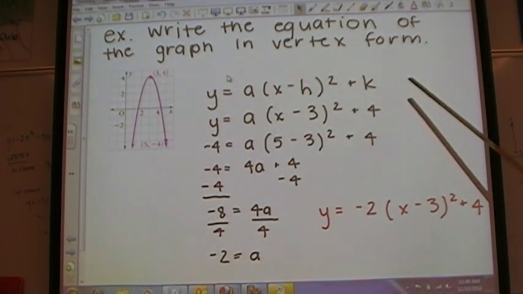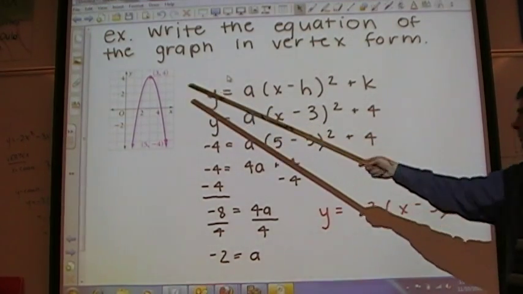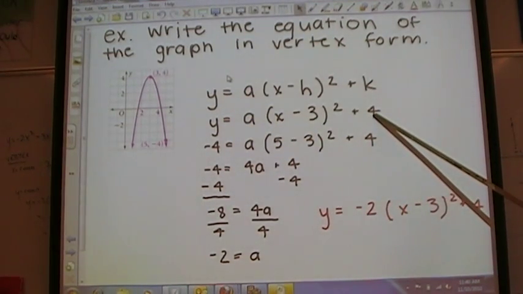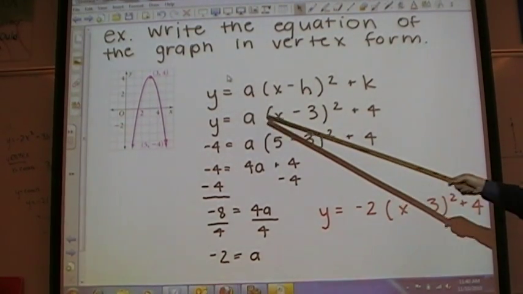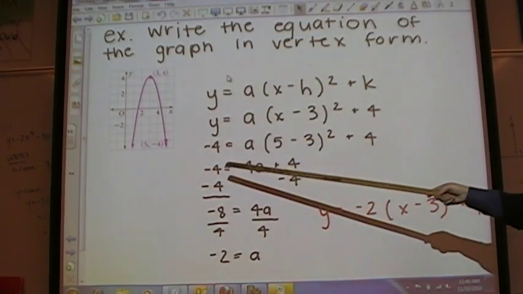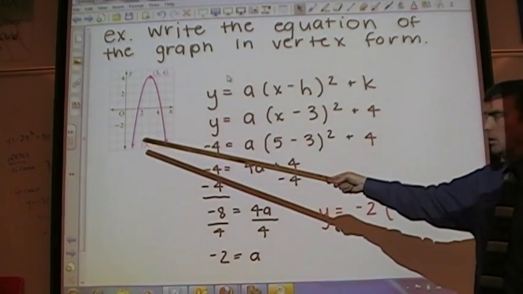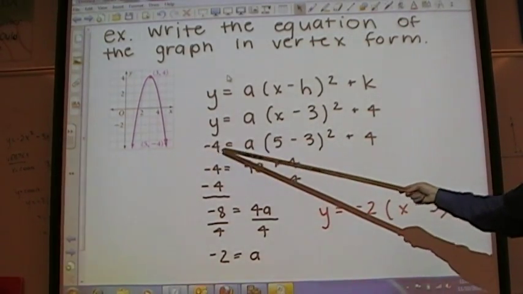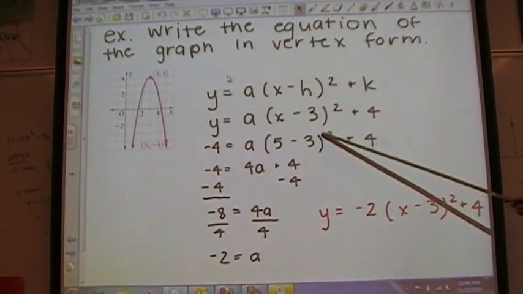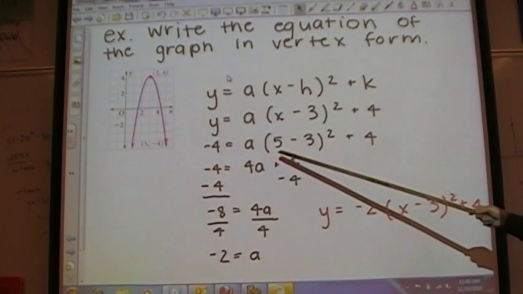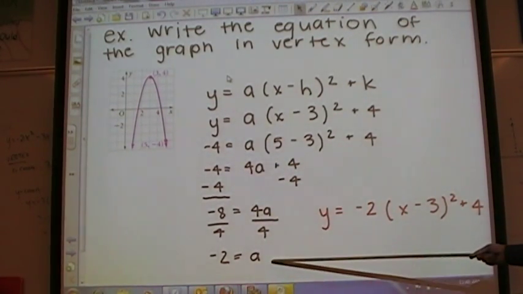So we should be able to get to vertex form because of the vertex being (3, 4). Everybody see that? So I just plug 3 in for h, 4 in for k. Now you've got to find a and you're done. So you use the other piece of information they give you, which is another point, and plug 5 in for x, negative 4 in for y. 5 minus 3 is 2, squared is 4. So you get 4a plus 4, subtract 4, negative 8 equals 4a. A comes out to be negative 2.